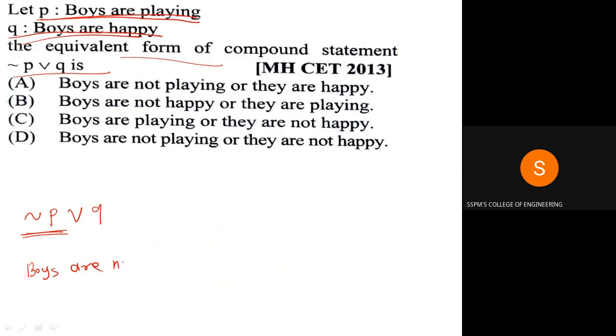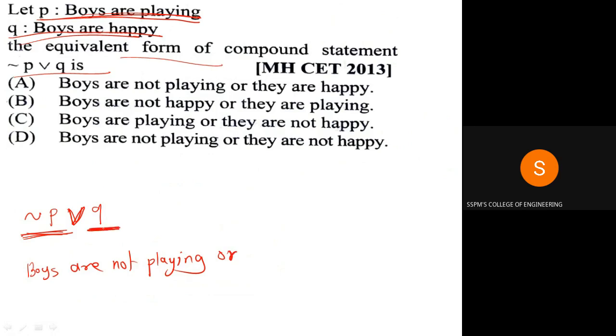Boys are not playing. Okay. Boys are not playing. Negation. If P means boys are playing, then negation of P means boys are not playing. So what is this operator? This operator is OR operator. So we will write OR.